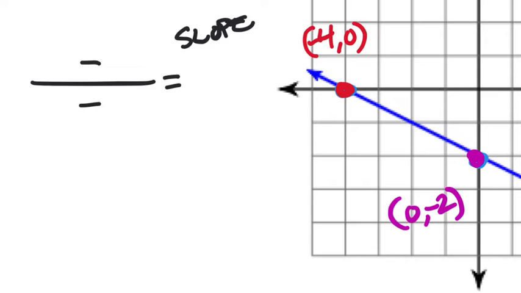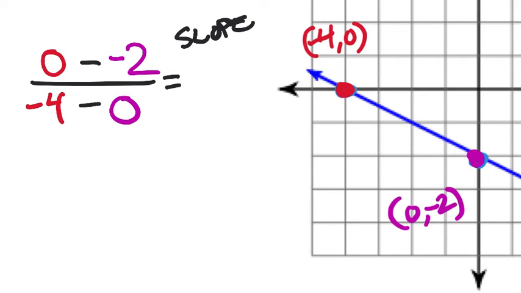So for the red ordered pair, the x value is negative 4, that has to go into the denominator, and then the y value 0, that has to go into the numerator. For the purple ordered pair, our y-intercept, the x value is 0, that's in the denominator, and then the y value is negative 2, that goes into the numerator.